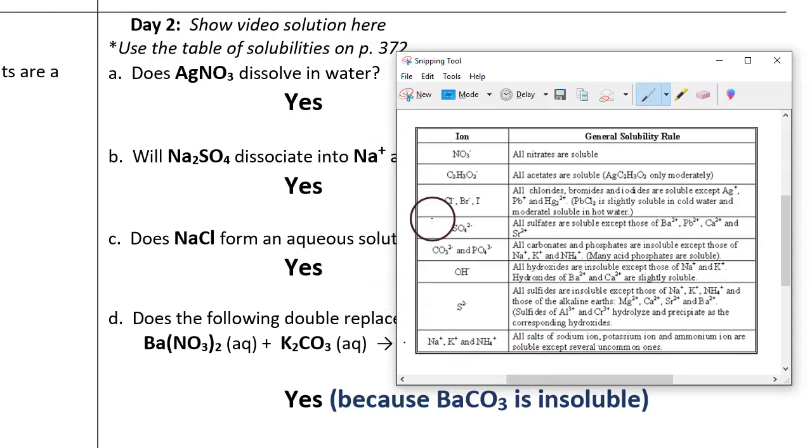Or on this chart, I could look in this row where it talks about chloride. And here's what it says. All chlorides are soluble except silver, lead, or mercury. Well, sodium chloride's not one of those exceptions, and so sodium chloride is soluble.